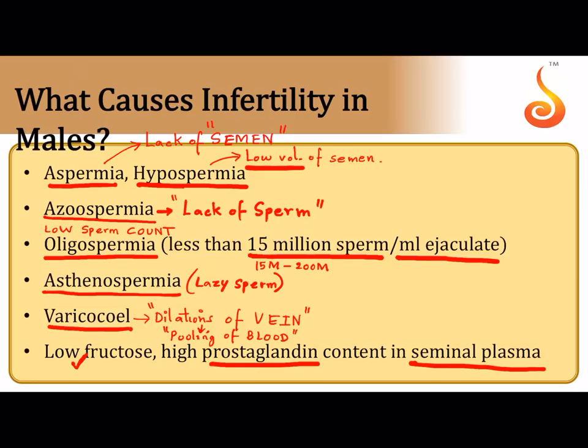If there is no egg in the female reproductive tract, there is no question of fertilization. So excessive levels of prostaglandins in the seminal plasma, and very low levels of the sperm energy source, that is fructose, in the seminal plasma, can also be a cause for infertility in males.